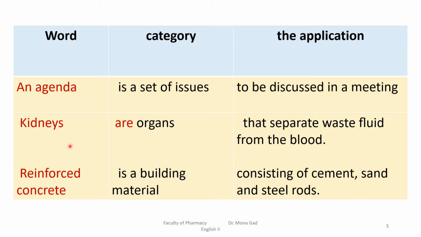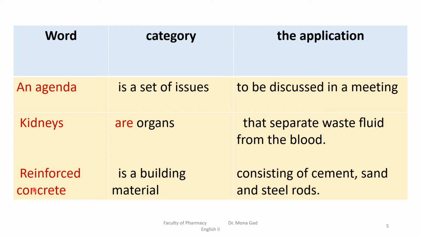Kidneys. What are kidneys? Kidneys are organs. Okay, that's good. These organs are responsible for what? That separate waste fluid from the blood. So now I have a complete simple definition of kidneys. Kidneys are organs that separate waste fluid from the blood.